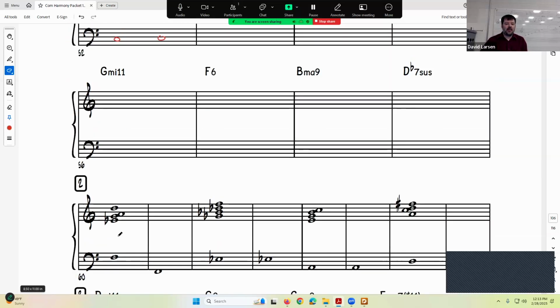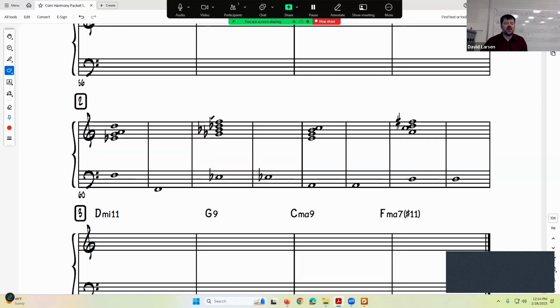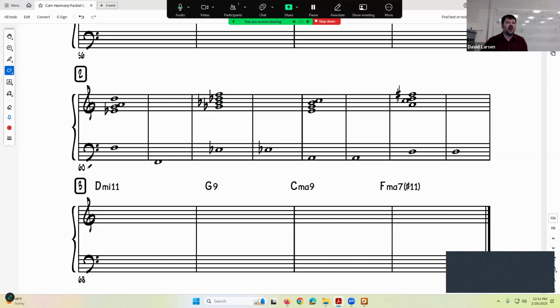Okay. Number 2 says convert the block voicing into a 5-plane, 9-plane voicing. So basically what you have to do is look at the notes and figure out what the chord is. I'm running out of time, so that's why I'm going to go a little quick through this. I'm going to give you a hint. Guess what the note in the bass clef probably is. Is it the root, the third, the fifth? Yeah, it's the root. So this is probably an F chord.